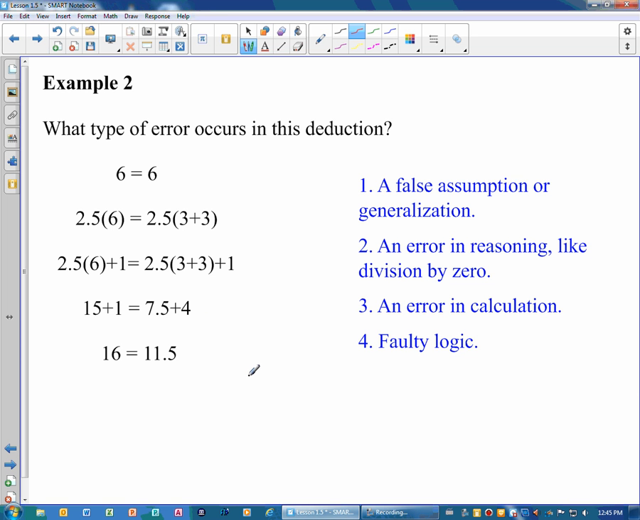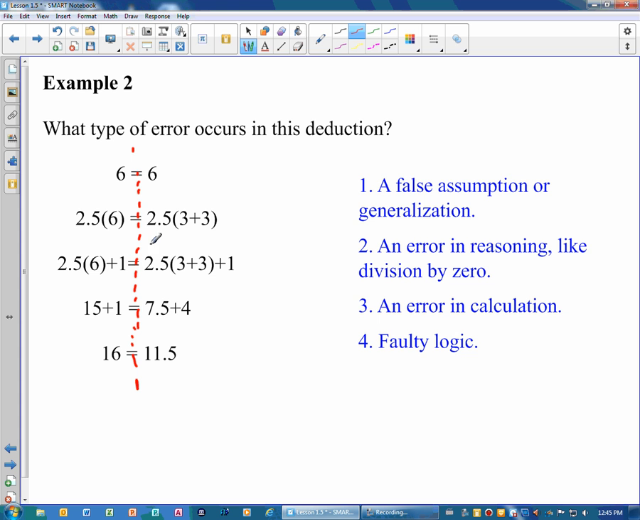All right, example number two says what type of error occurs in this deduction? They start off here by saying 6 equals 6. And if you want to think of left side, right side, because it's an equation, that's fine. On the left side I have 6, on the right side I have 6. That's fine. In the second line, they are taking each of these 6's and multiplying it by 2.5. So on the left I have 6 times 2.5, and on the right side, I have the 6, which they've split into 3 plus 3, because 3 plus 3 is 6, and they're multiplying by 2.5.